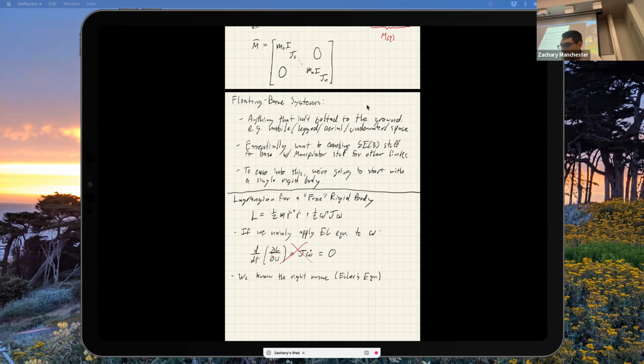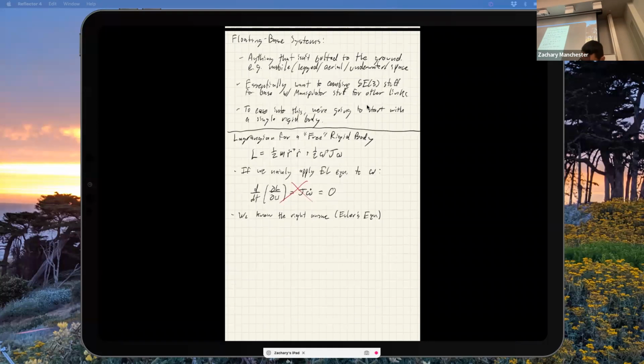Okay. So yeah, the standard Euler-Lagrange equation doesn't work here because omega doesn't equal q dot for any q dot, right? All right.